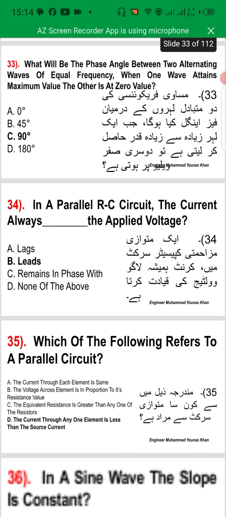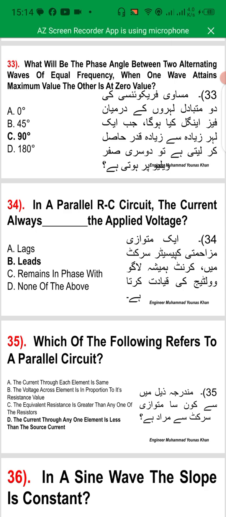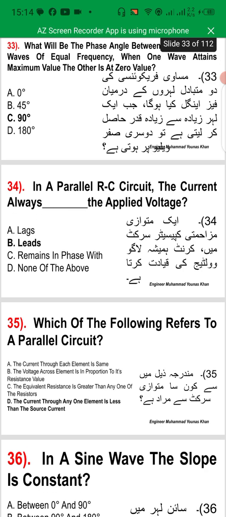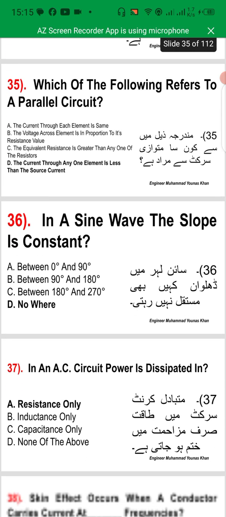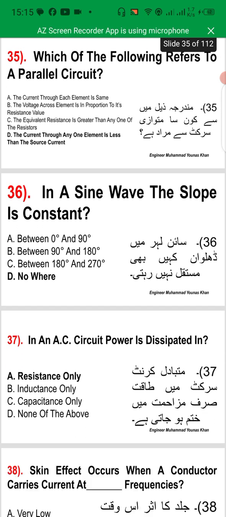What will be the phase angle between two alternating waves of equal frequency when one wave attains maximum value, the other is at zero value? 90 degree. In a parallel RC circuit, the current always leads the applied voltage. Which of the following refers to a parallel circuit? The current through any one element is less than the source current.